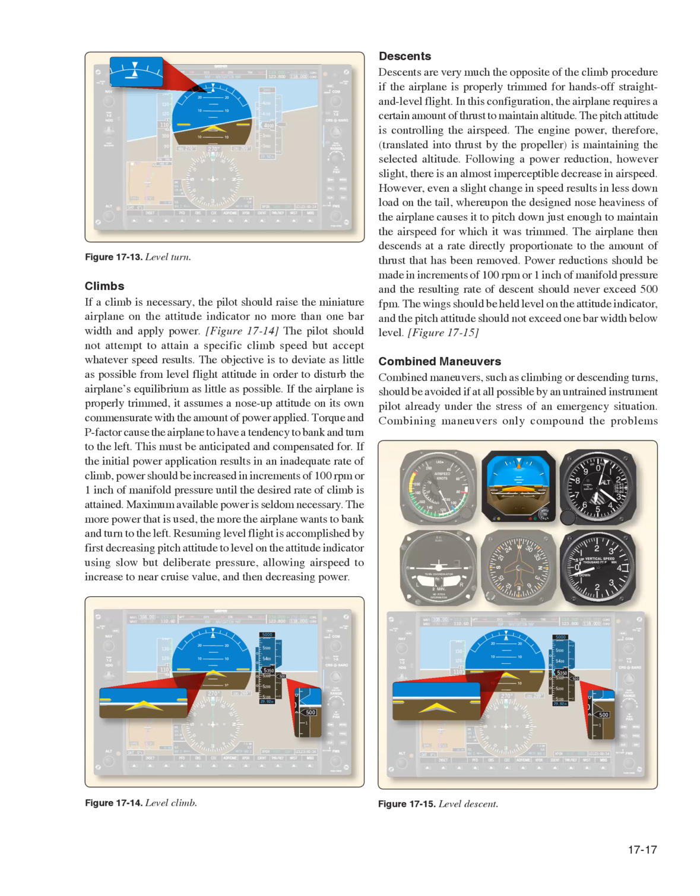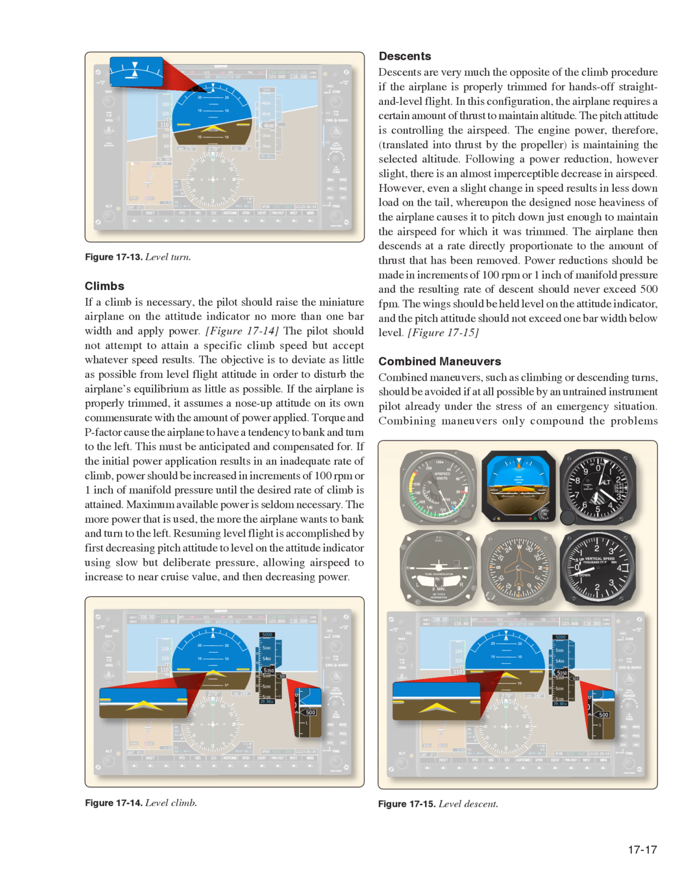Climbs. If a climb is necessary, the pilot should raise the miniature airplane on the attitude indicator no more than 1 bar width and apply power. Figure 17-14. The pilot should not attempt to attain a specific climb speed but accept whatever speed results. The objective is to deviate as little as possible from level flight attitude in order to disturb the airplane's equilibrium as little as possible. If the airplane is properly trimmed, it assumes a nose-up attitude on its own commensurate with the amount of power applied.